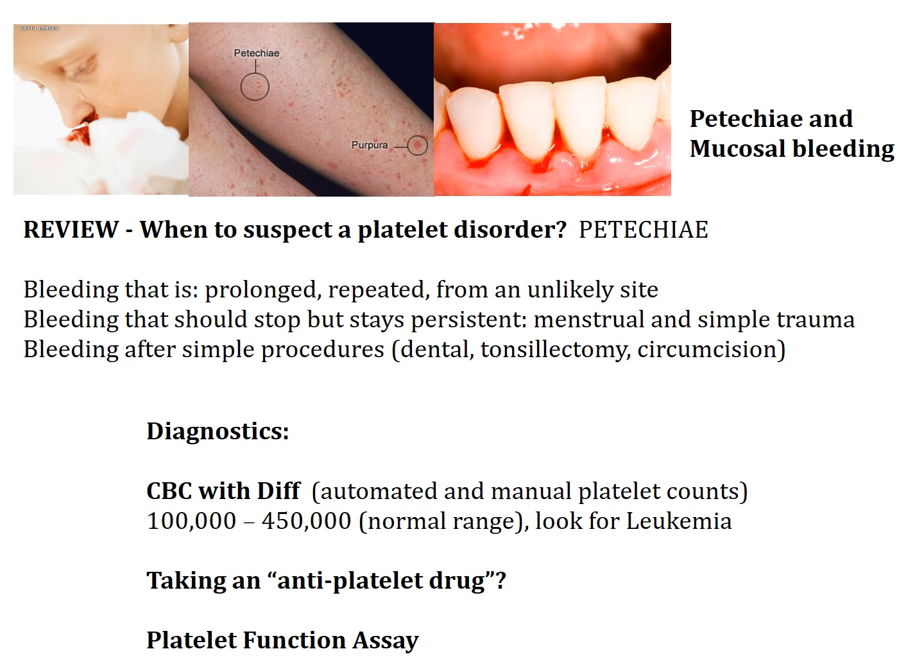Okay, quick review on the platelets. When do you suspect a platelet disorder? When the individual is showing petechiae or persistent bleeding from mucosal surfaces, bleeding that doesn't stop after a simple procedure such as a dental procedure or other procedures like tonsillectomy, circumcision, right? An individual who keeps bleeding from a mucosal surface, you've got to consider a platelet disorder.